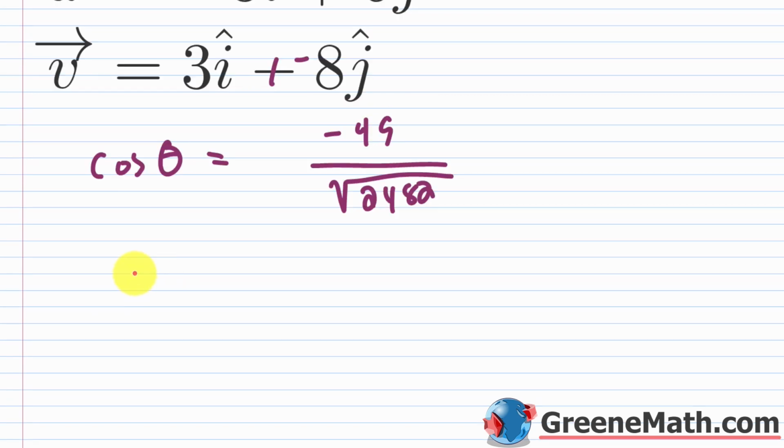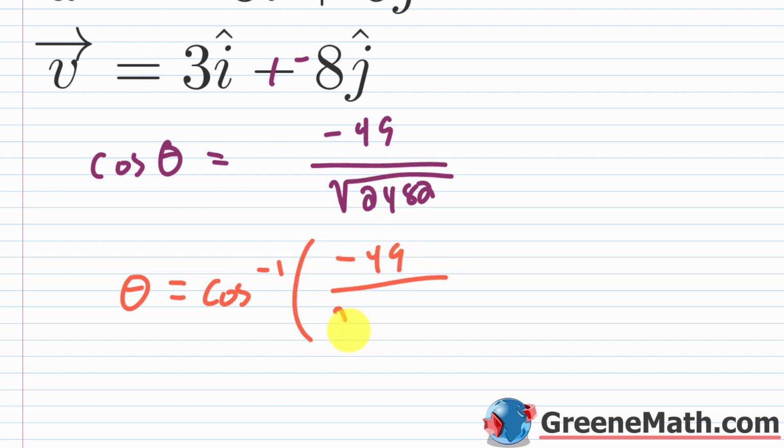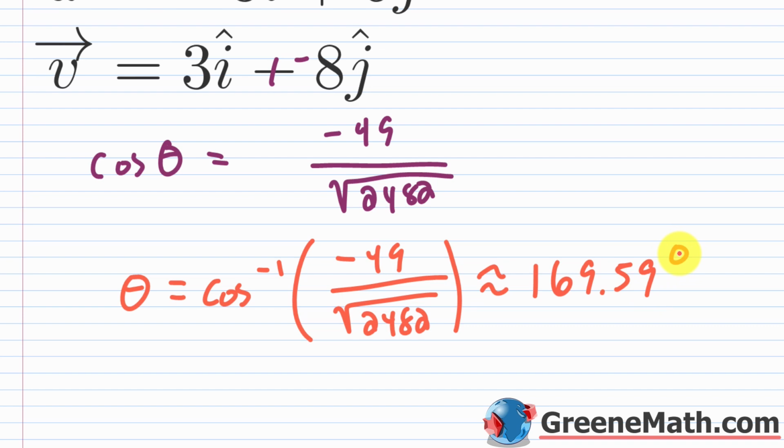In my calculator, I'll say theta is equal to the inverse cosine of this guy right here, so negative 49 over the square root of 2,482. Close that down. So this is approximately, if I round to the nearest hundredth, I get about 169.59 degrees. So my angle between the vectors u and v would be about 169.59 degrees.